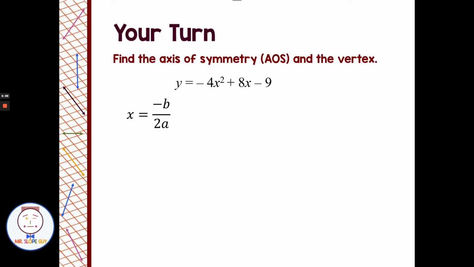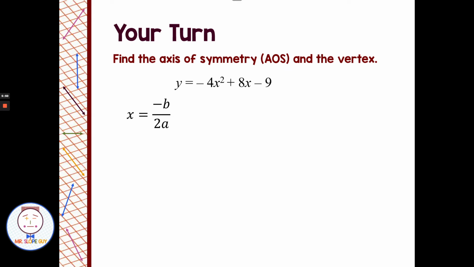So you guys pause the video here, find the axis of symmetry and the vertex. So two things we're asking for. First, find the axis of symmetry, then use that axis of symmetry, go back, substitute into the original problem, and find the second part of the vertex. Pause the video here.